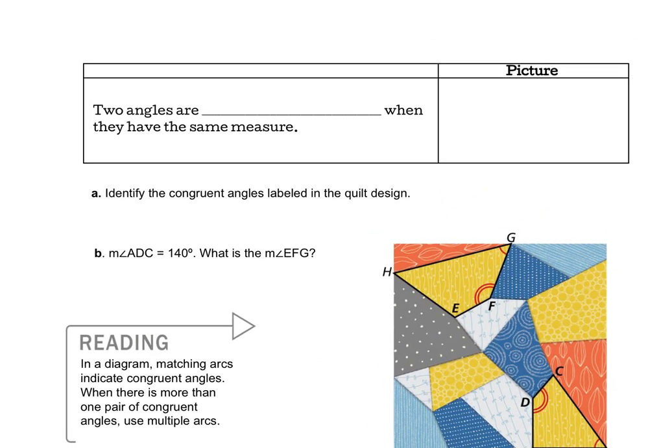Okay, on this one here, two angles that have the same measure. What word do you think we're going to use here? Equal. Equal would be good. Congruent, okay? The other day when we talked about segments that were congruent, I told you that word was something we're going to see a lot. We can also do it with angles.